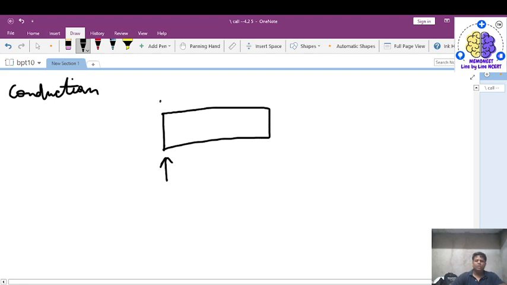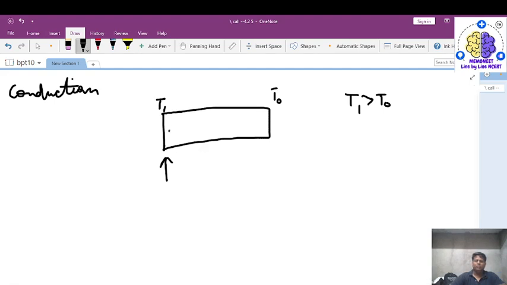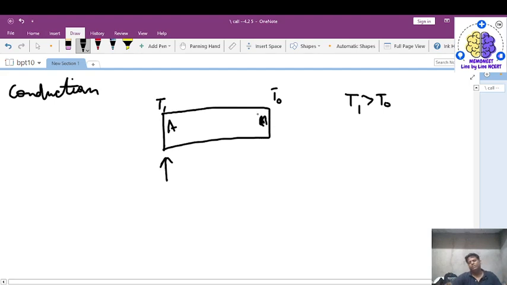Let the temperature of this end be T1, and the temperature of this end be T0, where T1 will definitely be greater than T0, because we are supplying heat from this end. Let the area of cross section of this end be A, and this end also be A, because this is a uniform rod or block. The area of cross section is the same throughout.